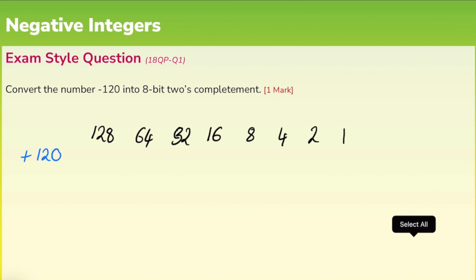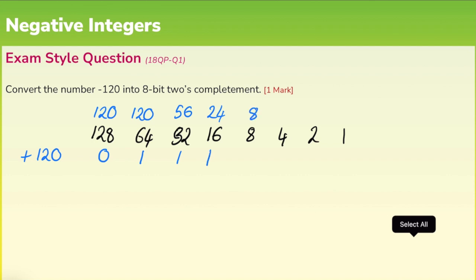120. So 128 does not go into 120. 64 does go into 120, leaving us 56. 32 does go into 56, leaving us 24. 16 does go into 24, leaving us 8.